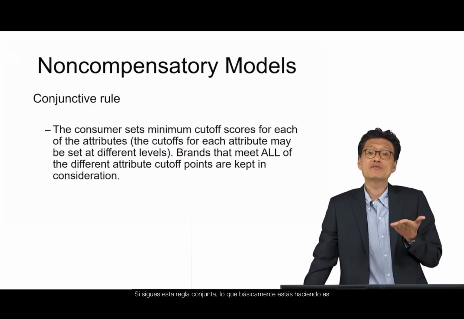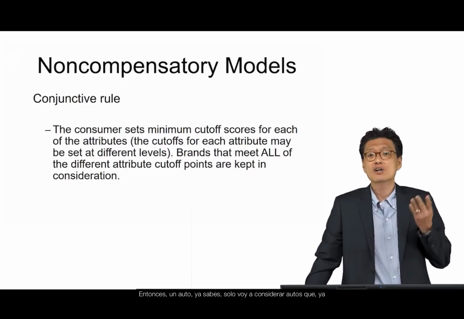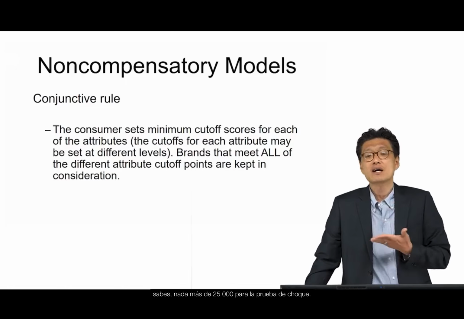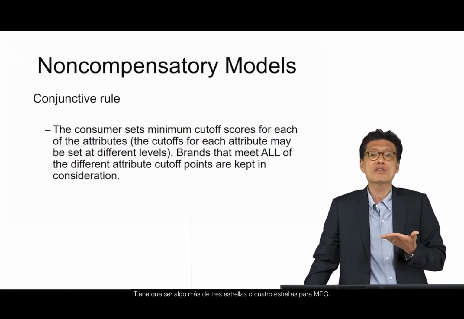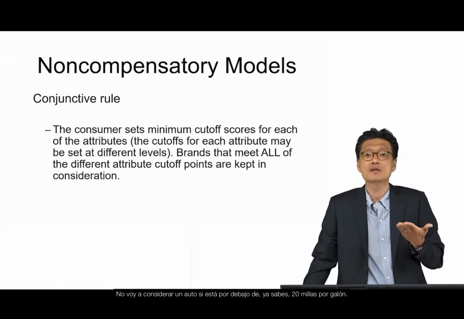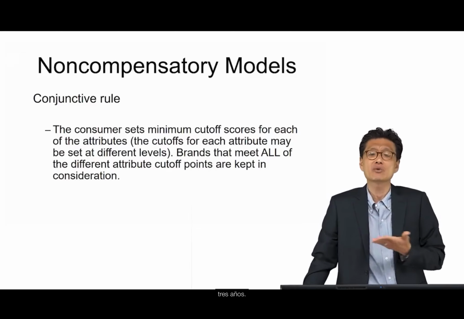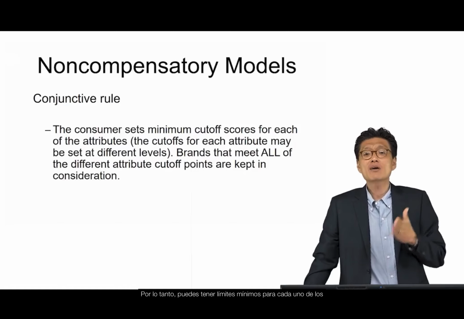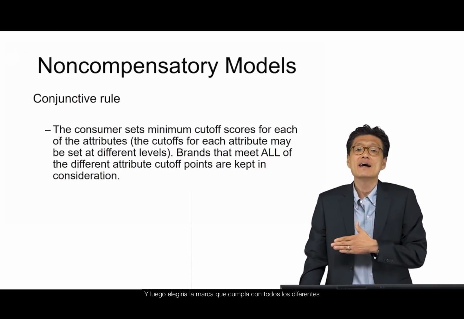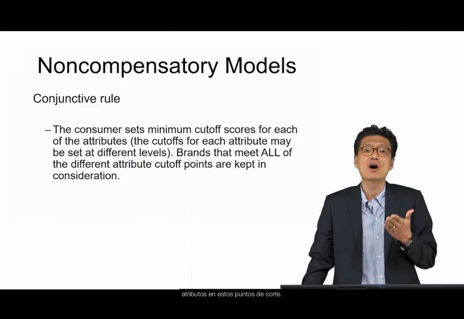If you follow this conjunctive rule, what you're basically doing is setting up minimum cutoff points. I'm only going to consider cars that are nothing over $25,000. For crash test, it has to be anything over 3-star or 4-star. For MPG, I'm not going to consider a car if it's below 20 miles per gallon. For warranty, I'm not going to consider anything if it's less than 3 years. So you can have minimum cutoffs for each of the attributes that you are considering when you're buying a car, and then you would pick the brand that meets all of the different attribute cutoffs.